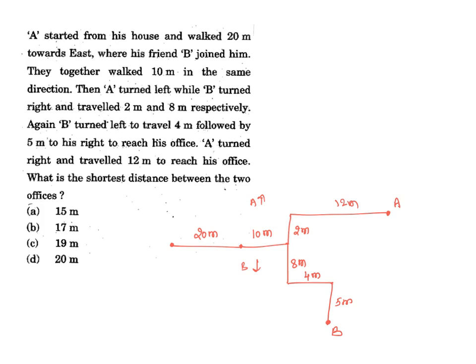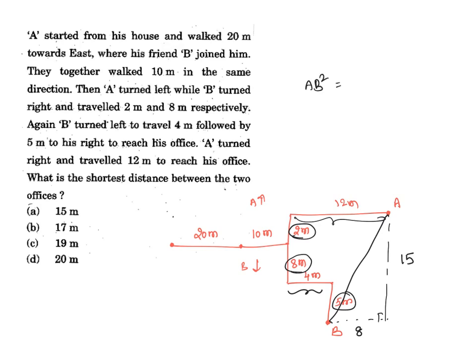It is 12. So in order to find out the shortest distance, draw the diagonal of these two. This is 12, this one is 4. Therefore the base of this triangle is 8. Now this is 5 plus 8, 13 plus 2, 15. So height is 15. According to the right angle triangle and Pythagoras rule, 8 square plus 15 square. If you know the triplet directly, you can say it is 289, which is 17 square. So the answer is 17. So the shortest distance between the offices is 17 meters.